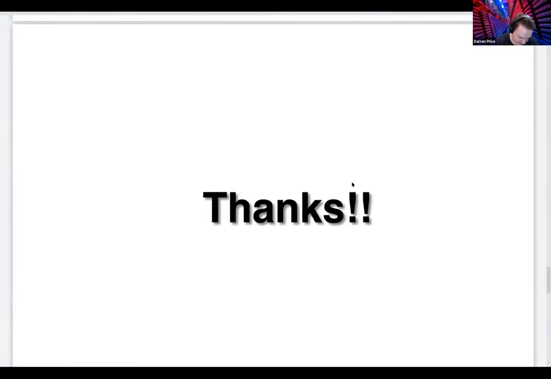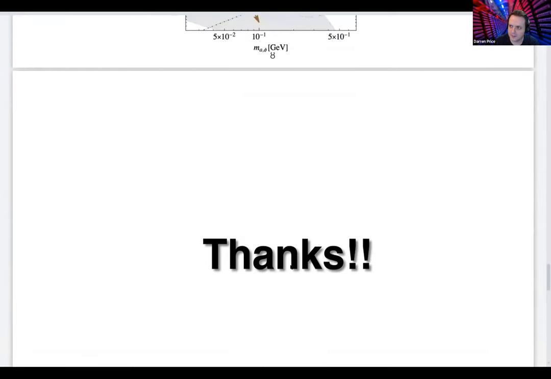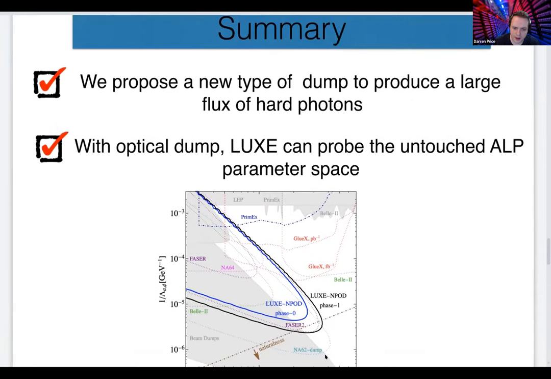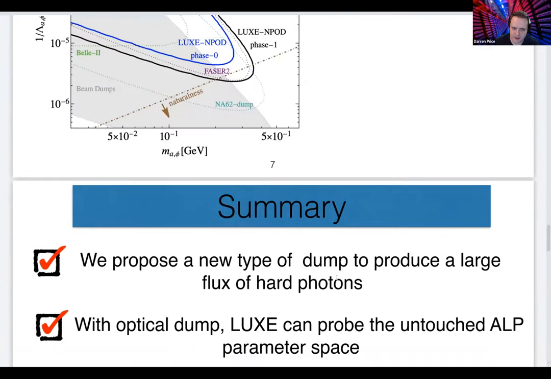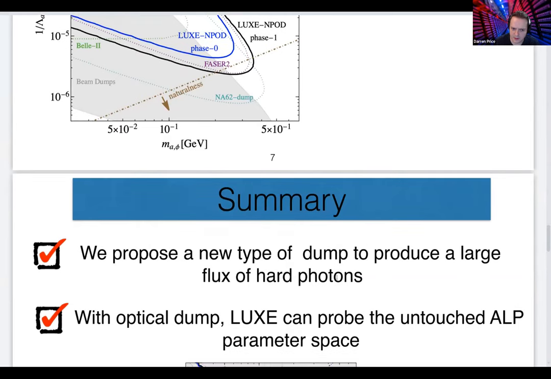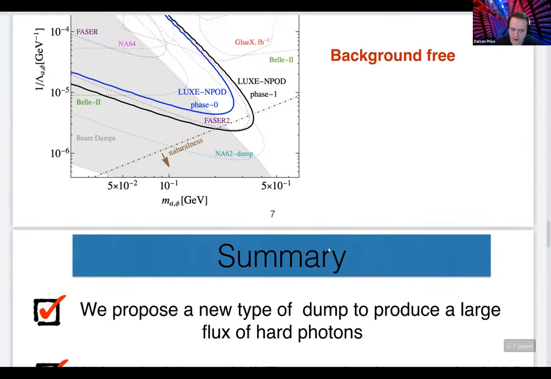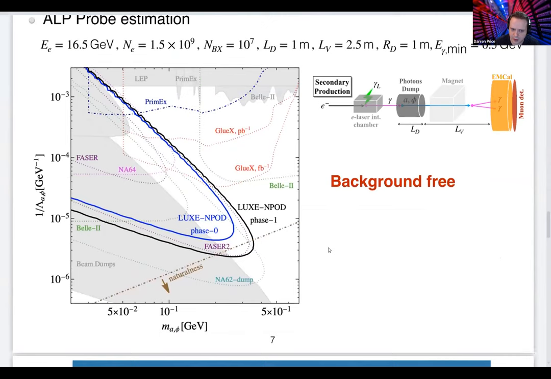Okay, thank you very much. Any questions? One thing I didn't quite catch from your talk is the status of this experiment. Is it approved? Is it looking for funding? Is it under construction? And if you could comment on that. And then also, what is the timescale for phase zero and phase one compared to phase two and NA62, which essentially is a competitive experiment?